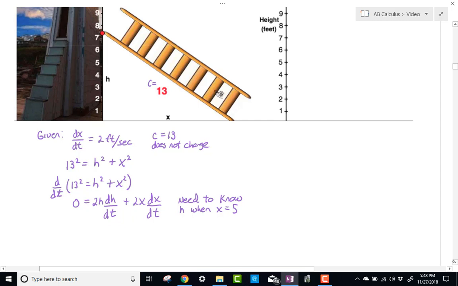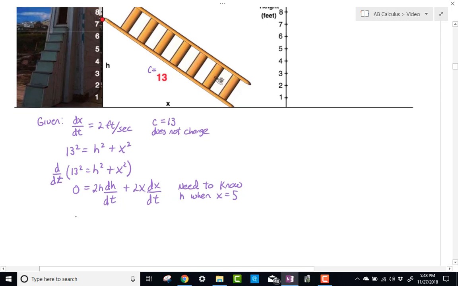If I try to plug in right now, I would have 0 equals 2 times h times dh/dt plus 2 times x, which is 5, and dx/dt, which is 2. I cannot solve this because I need to know h. Well, here's the thing. I need to know h when x is equal to 5.